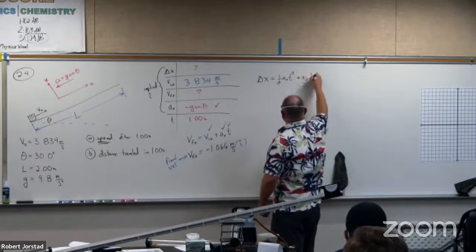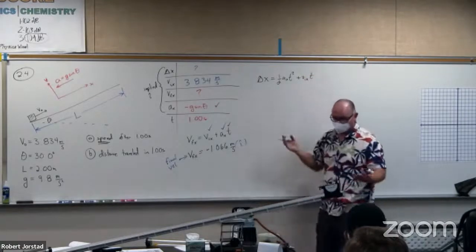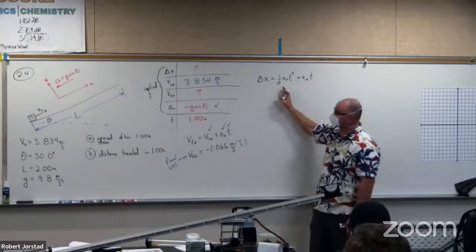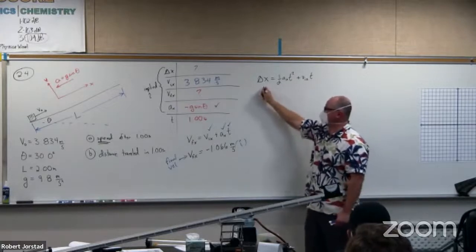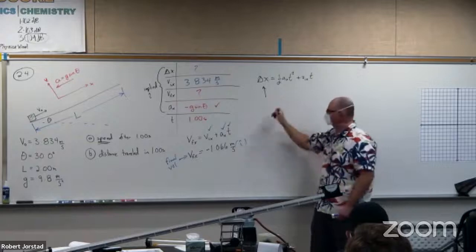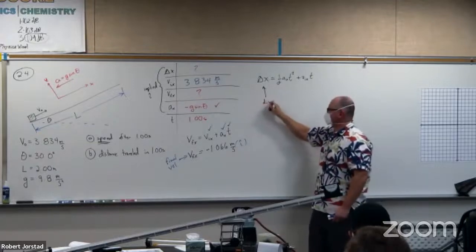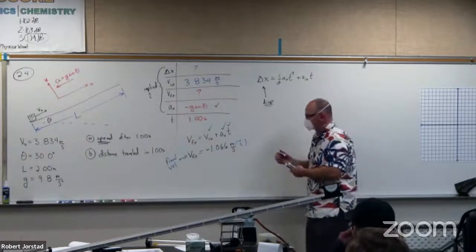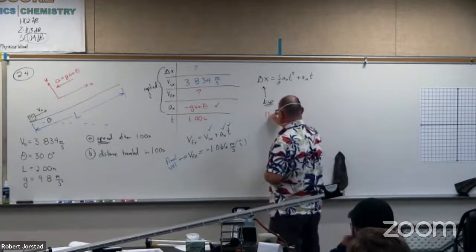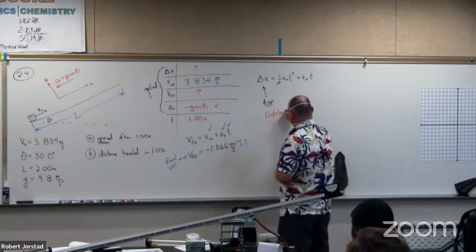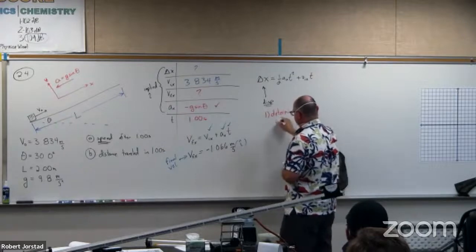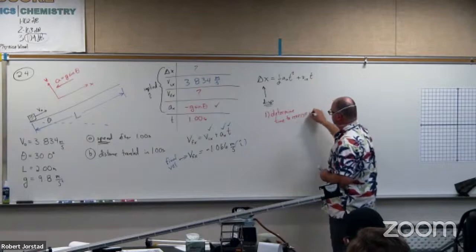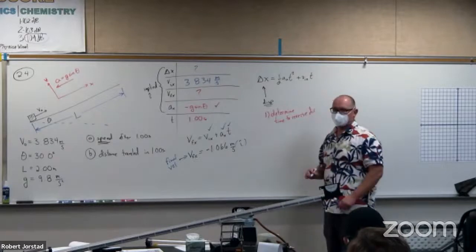But we're going to run into trouble when we use this equation because it turns around. So this is not going to give you the distance. What does delta x mean physically again? Displacement. So displacement is not distance. So what you need to do is, the steps would be: 1, determine the time to reverse direction.